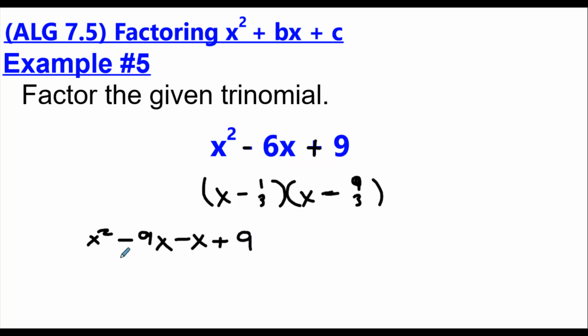So let's see what we get when we combine the like terms in the middle. We get a negative 10x, and the plus 9 in the end. So we did not get that negative 6x that we wanted, so that one's no good. So I can ditch that first possibility.